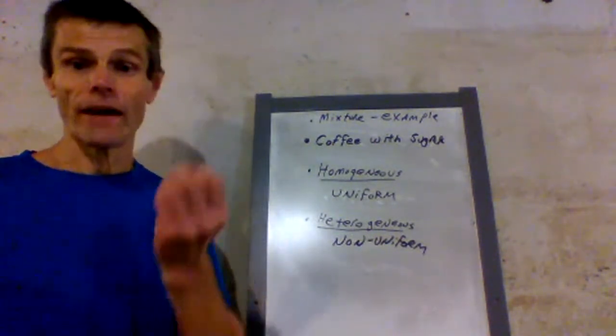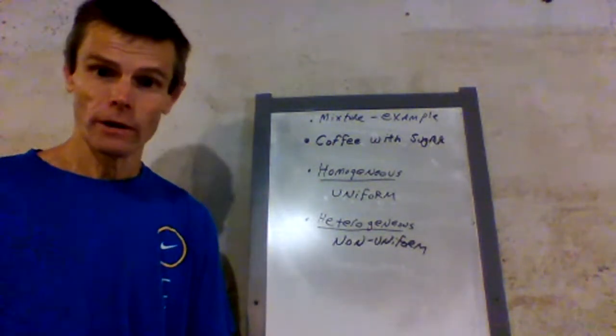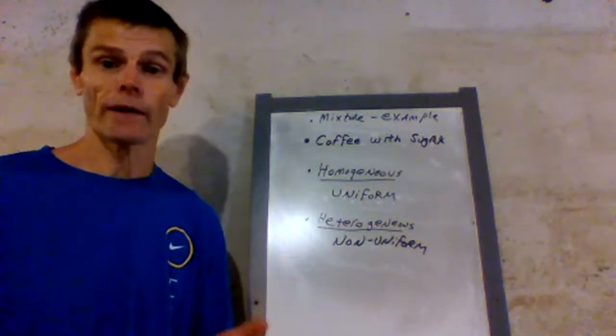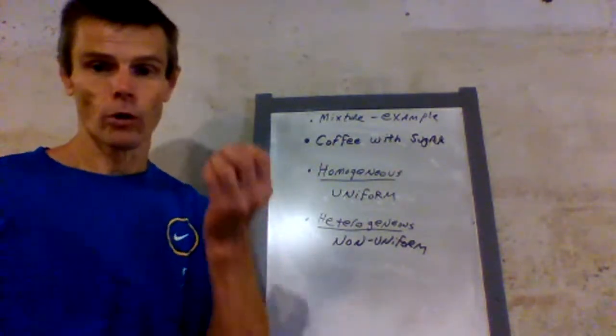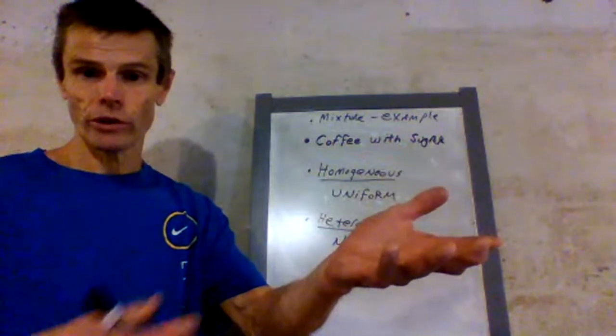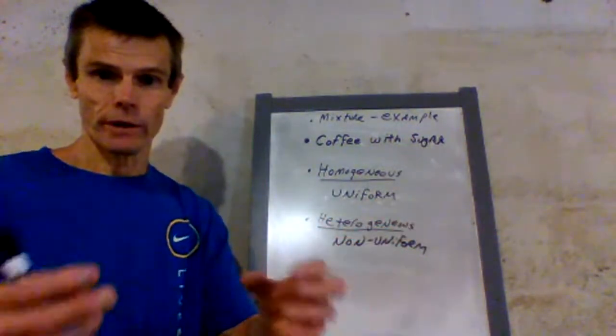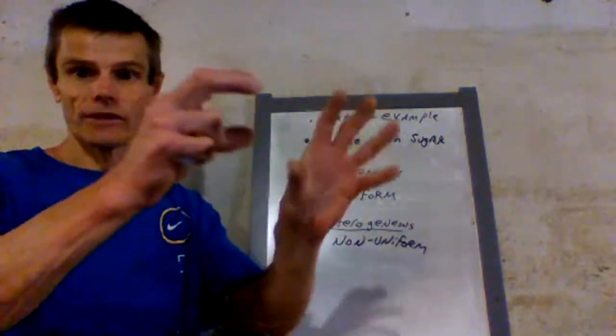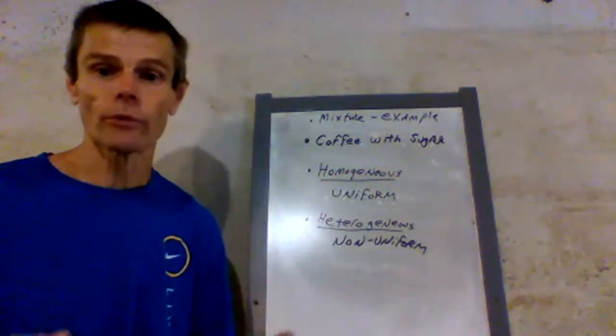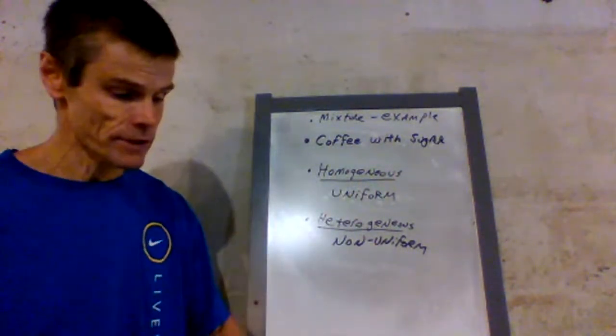An example of a heterogeneous mixture is going to be a situation in which we have orange juice with pulp. Orange juice has a liquid portion, pulp is a solid portion, and the pulp is a solid that's going to be suspended non-uniformly through that liquid sample.